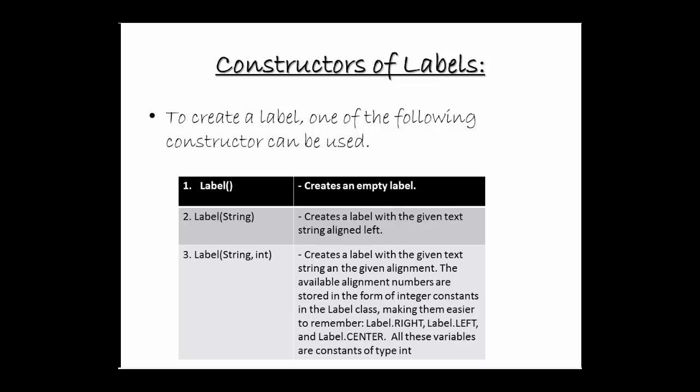Now the third one is a label with a string and an integer parameter. The string is the given text, which will be aligned to the leftmost part, but here the integer parameter that we pass is the alignment. The alignment is always an integer constant, and it is shown this way: Label.RIGHT, Label.LEFT, and Label.CENTER. These are the three alignments that are used to align our label. All these variables are constants of type integer.